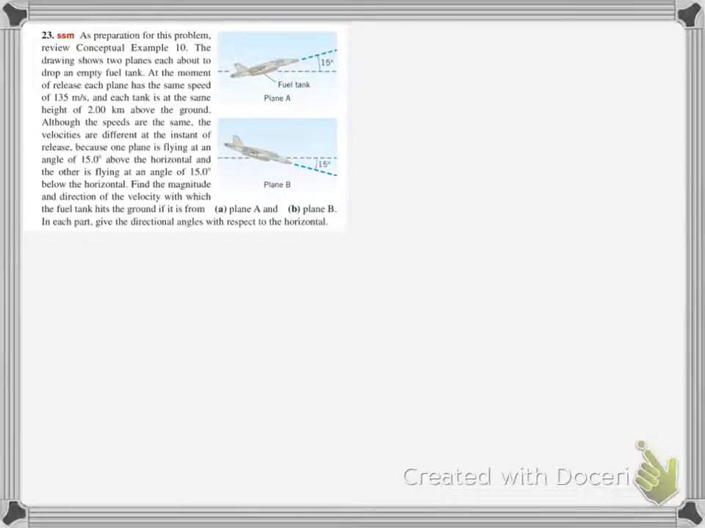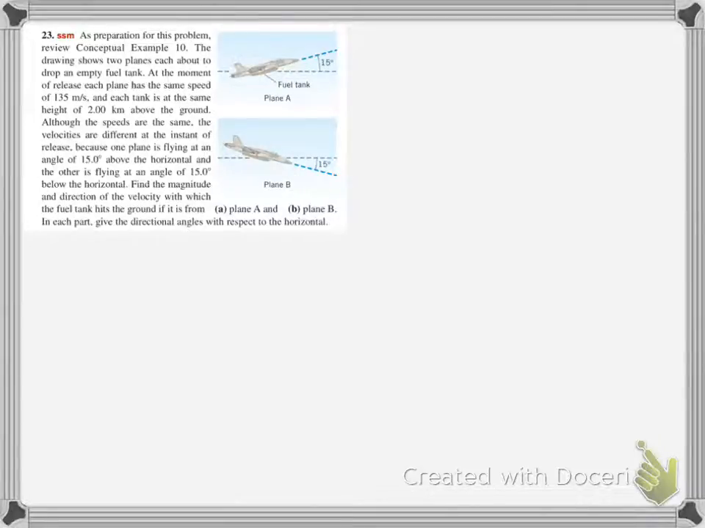Although the speeds are the same, the velocities are different at the instant of release, because one plane is flying at an angle of 15 degrees above the horizontal, and the other is flying at an angle 15 degrees below the horizontal. Find the magnitude and direction of the velocity with which the fuel tank hits the ground if it is from plane A and plane B. In each part, give the directional angles with respect to the horizontal.